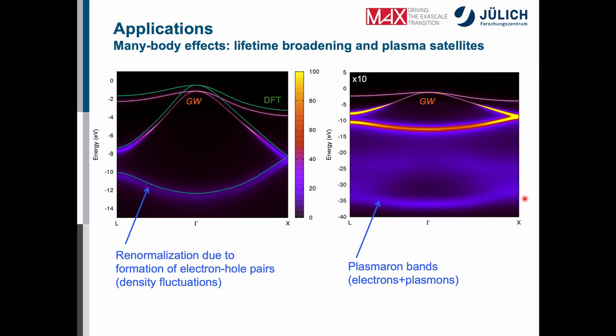However, it can also happen that only part of the photon energy is transferred to the electron and the rest excites a plasmon in the sample. The emitted electron then has a lower kinetic energy, so it seems to have come from a higher binding energy, which causes the signal here. In this sense, it is a many-body phenomenon that is clearly outside the scope of DFT.